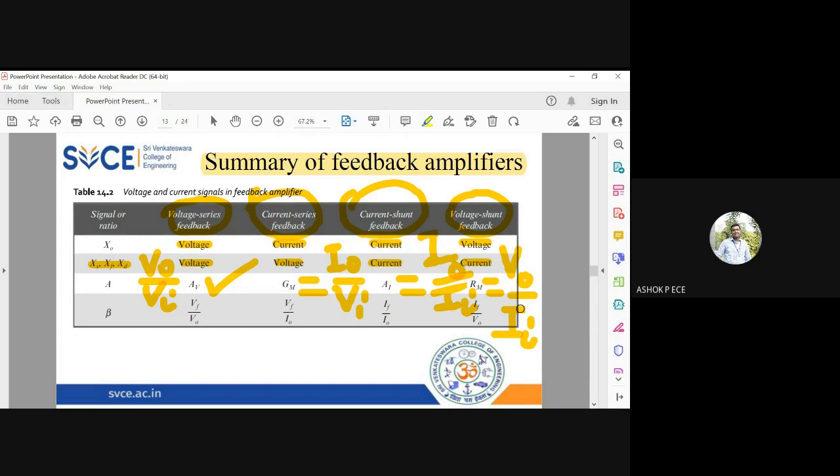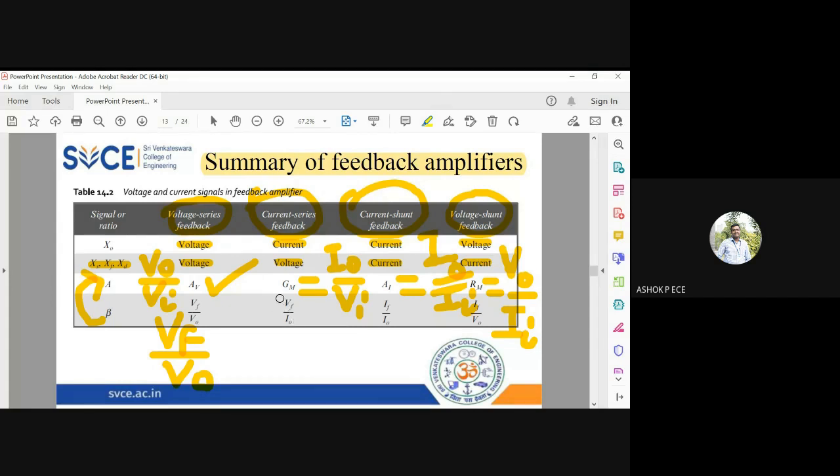Okay. Next one, the feedback factor beta. See, remember this beta depends on A, and this beta is almost 1 by A. So you see here, A expression for AV is V naught by VI. Take the reciprocal, you get VI by V naught, replace I by F. So it is VF by V naught. Remember, A and beta are reciprocals. Only thing, after reciprocating A, you should replace I by F, because the feedback voltage is going to be the output of your feedback network.